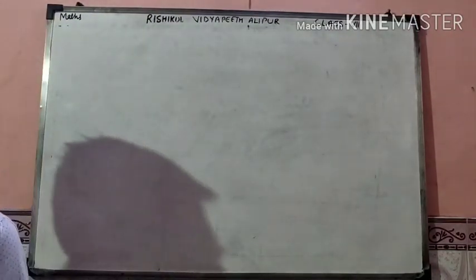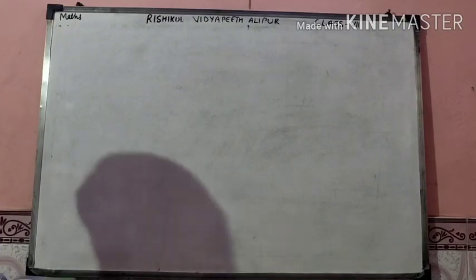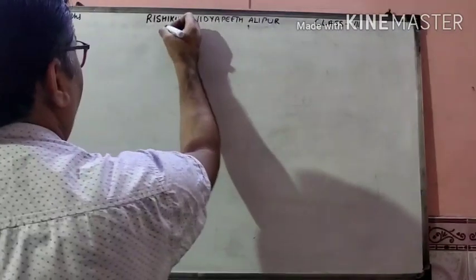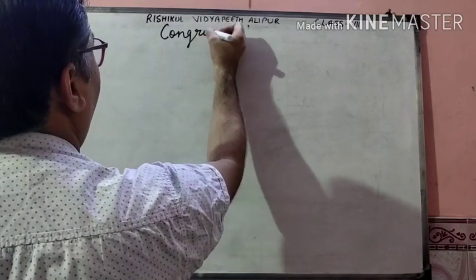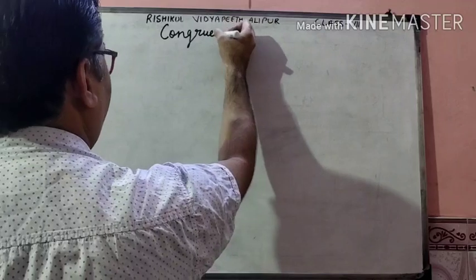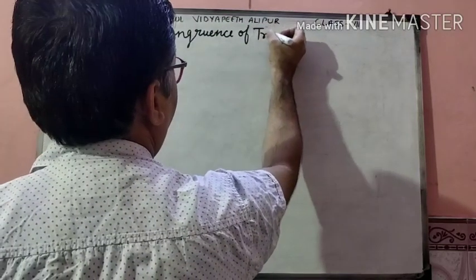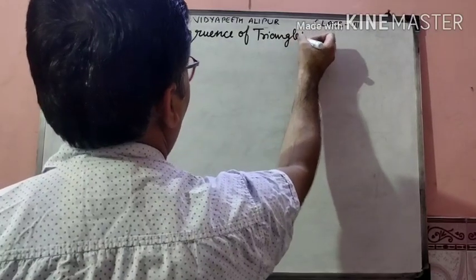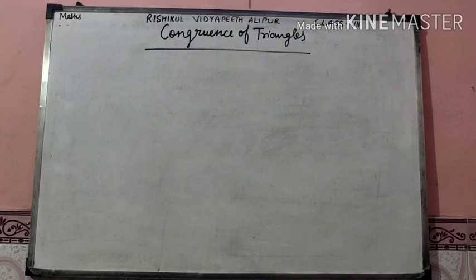In today's class, we are going to start a new chapter, that is congruency of triangles. Before starting the concept of congruency, we should know what we mean by congruent. What do you mean by congruency of triangles?